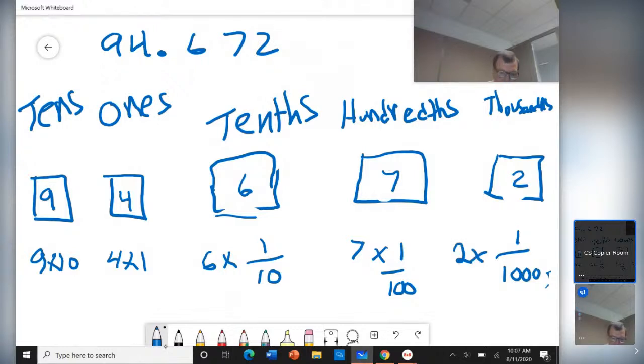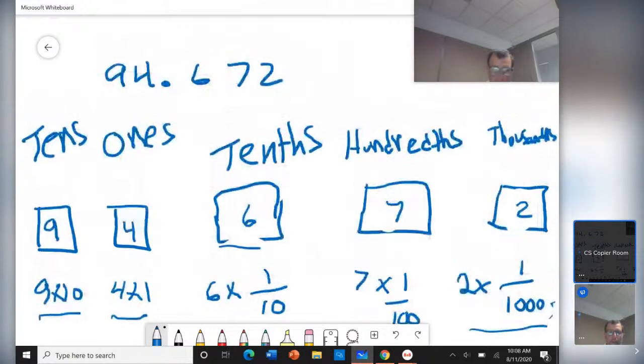Okay, so this number, 94.672, if you broke it down, it's the same as 9 times 10, 4 times 1, 6 times 1/10, 7 times 1/100, and 2 times 1/1,000. And that's how you get this top number up here. So it's just something to think about. I will go ahead and post some practice of the scientific notation. And I just want to show you so you get an idea.